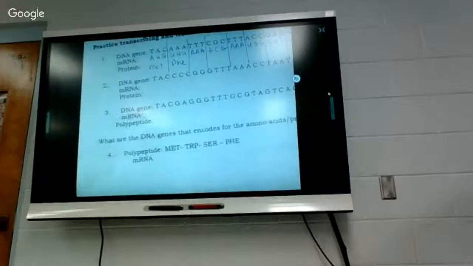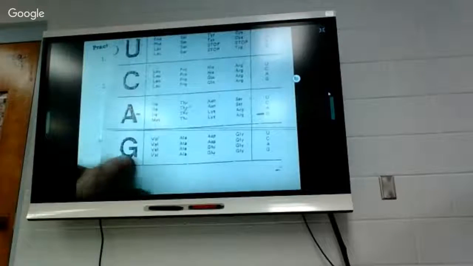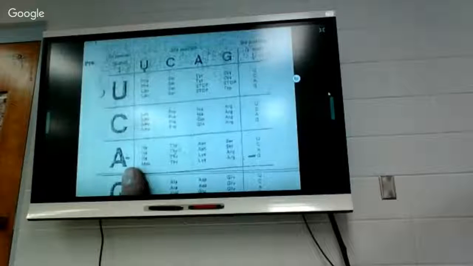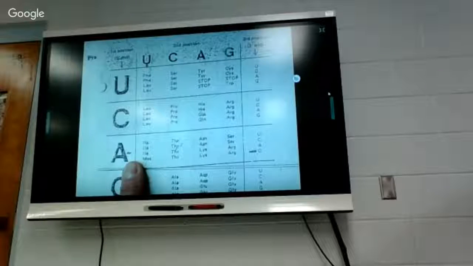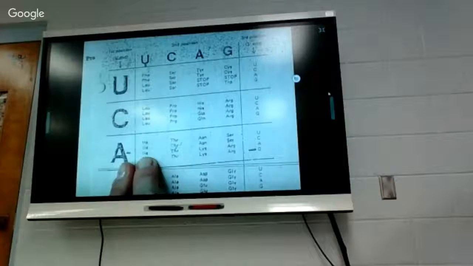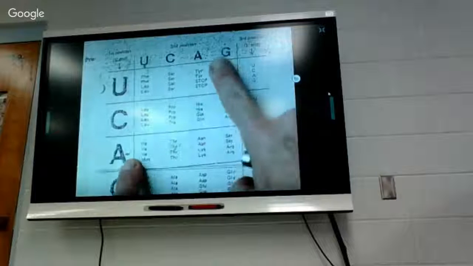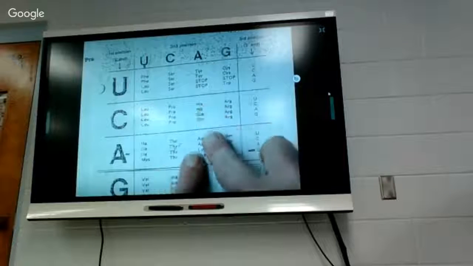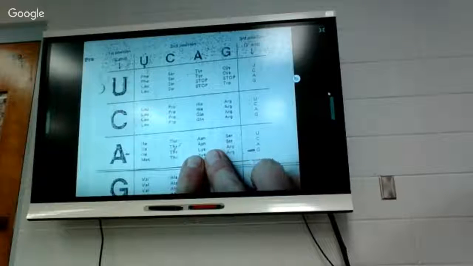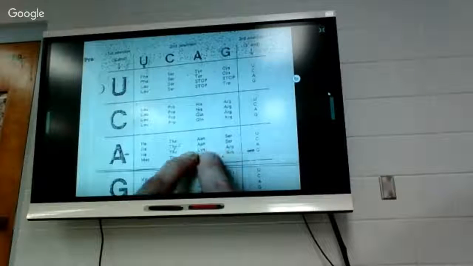Okay, triple A is next, so let's find that one. Now this time, do not let your finger go back over here. This is the U column. That's not an A column. So you're going to have to go this way. Stop. Okay, so A, and now A, LYS.